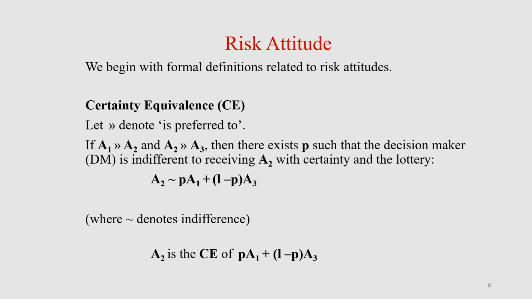So A2 is indifferent to this lottery, where you get a probability P of getting A1 and a probability 1 minus P of getting A3. So A2 then is the certainty equivalent of this particular lottery, P A1 plus 1 minus P A3.